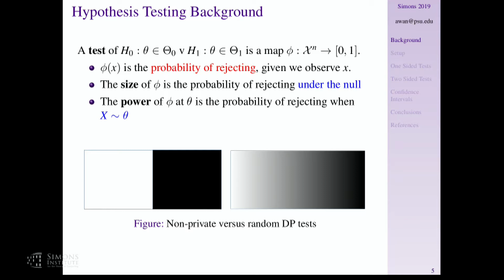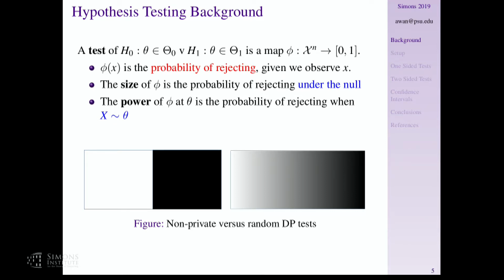Two more concepts of hypothesis tests. We have the size, also known as the type 1 error. This is the probability of accidentally rejecting when the null was actually true. Typically, we limit the size to a predetermined value, such as 0.05, or you could do something smaller. This is a hard threshold that we're going to keep fixed.